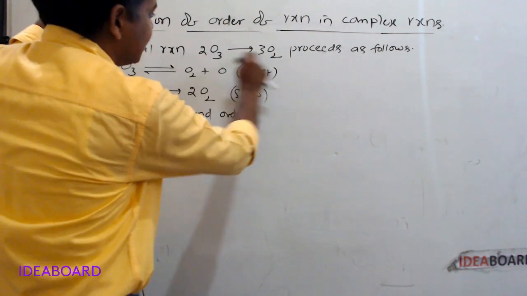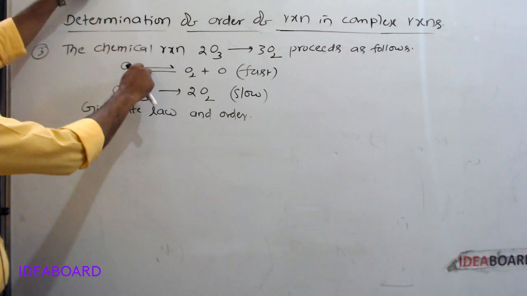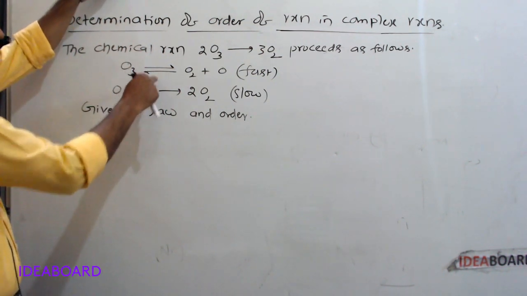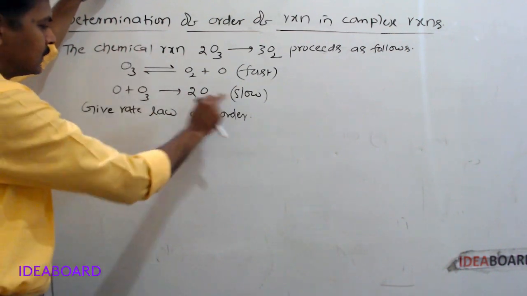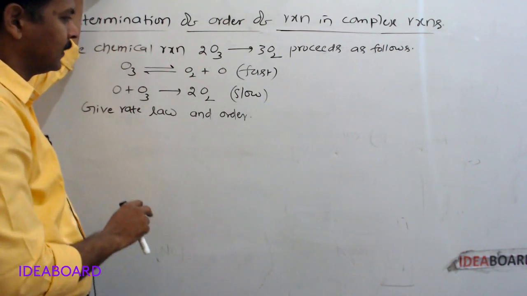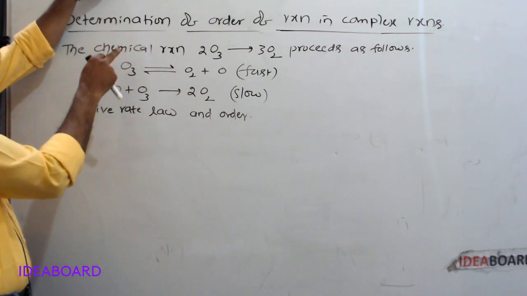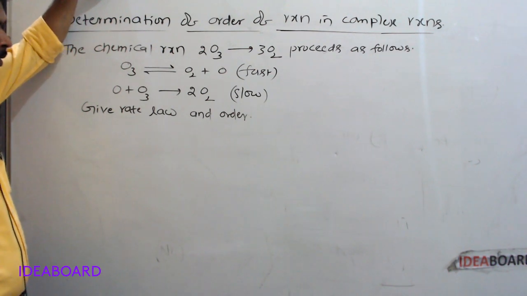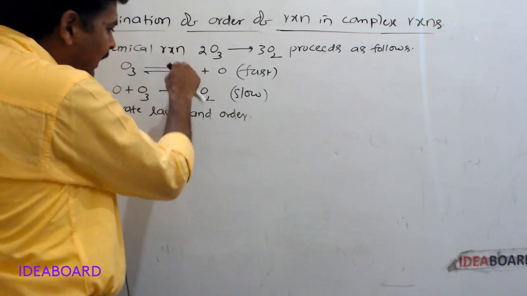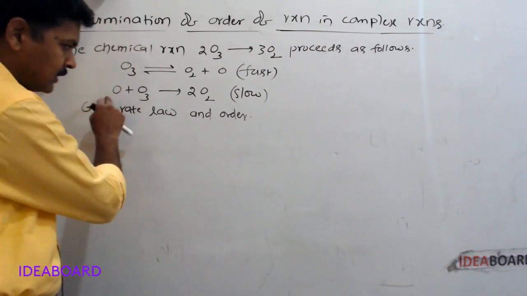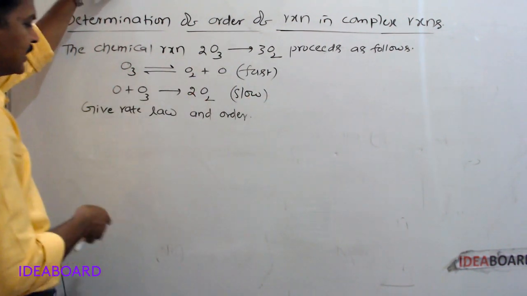For this given reaction, the reaction mechanism is given like this. Two elementary steps are there. In those two, this is a slow step. Every elementary reaction has its own molecularity. For this reaction, molecularity is 1. For this reaction, molecularity is 2. But both the elementary reactions do not take place with the same rate. This is the slow step, so this is the rate determining step or rate limiting step.